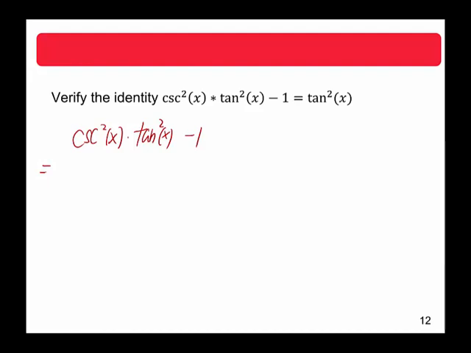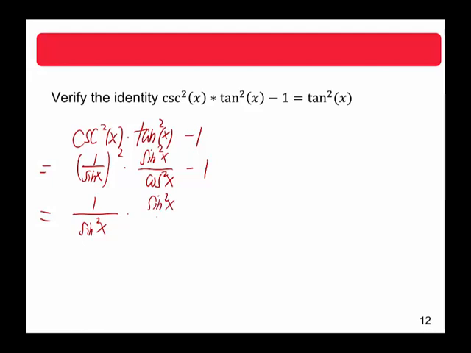everything into sine cosine. So cosecant x squared is 1 over sine x squared times sine x squared over cosine x squared. Okay, minus 1. Now we get a 1 over sine x squared, and this sine x squared over cosine x squared. And both top and bottom has sine x squared, cancel that. Eventually end up with 1 over cosine x squared minus 1.